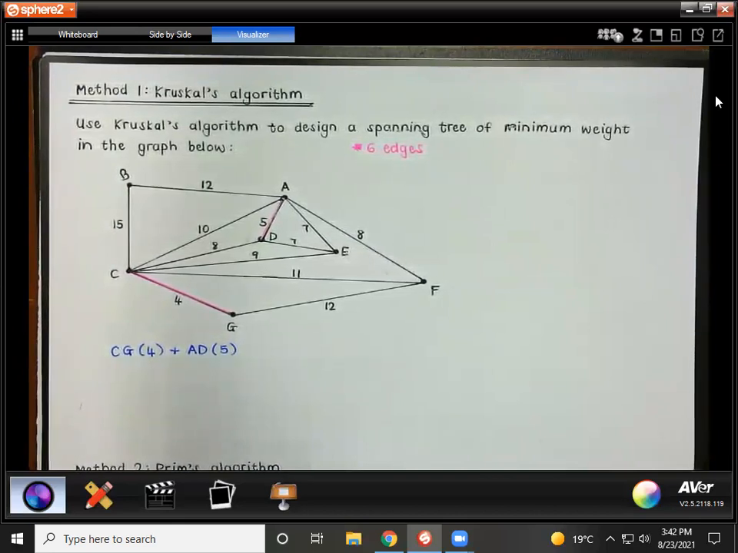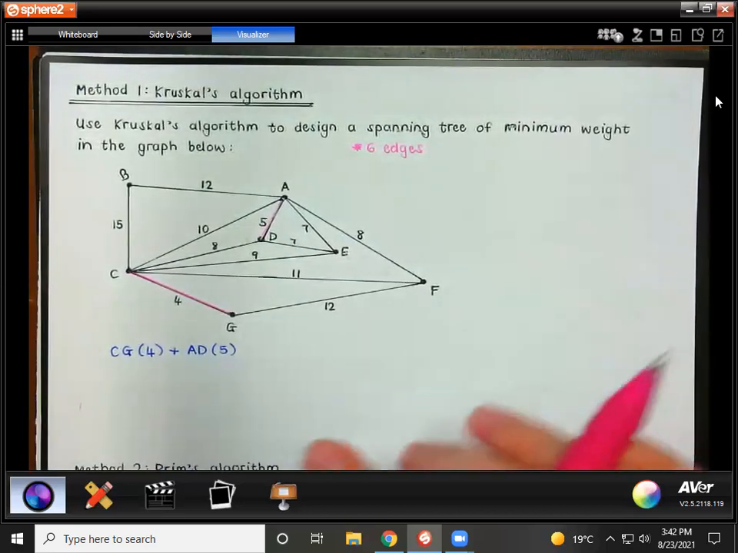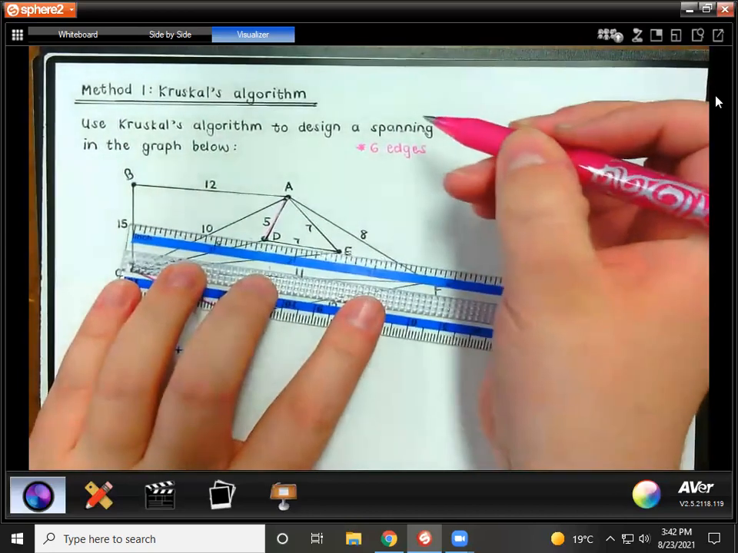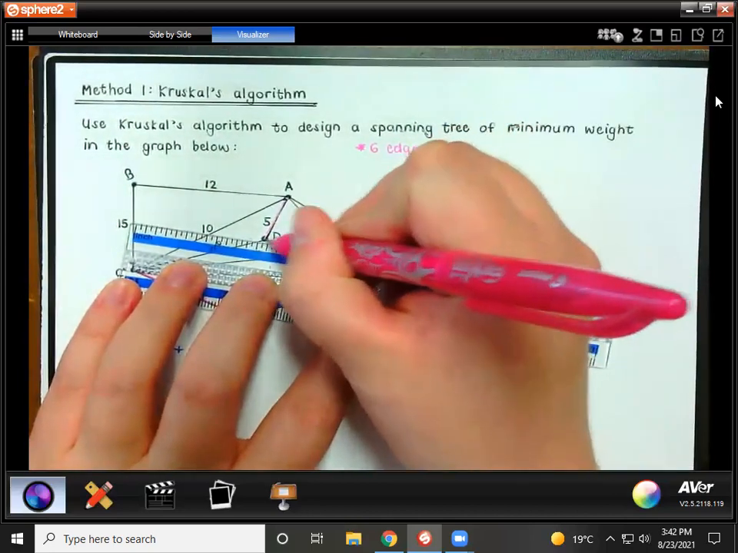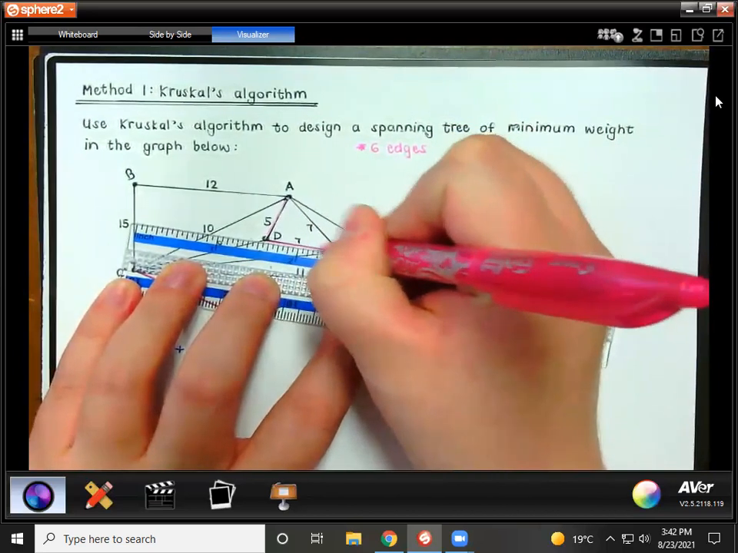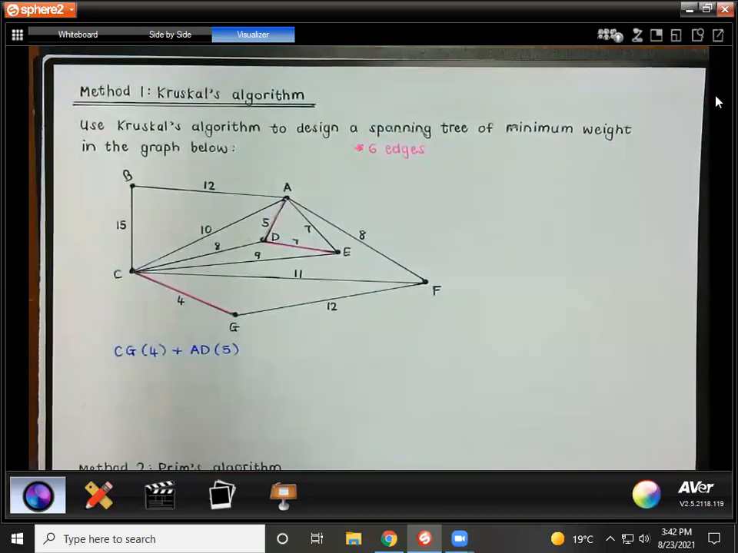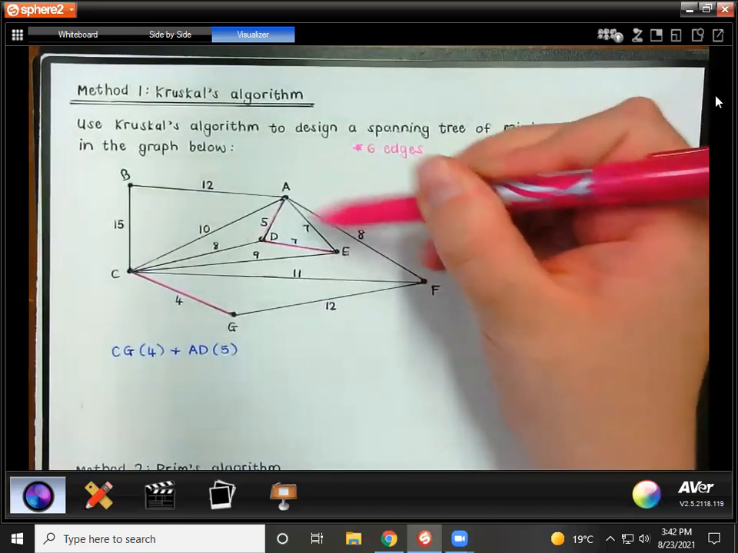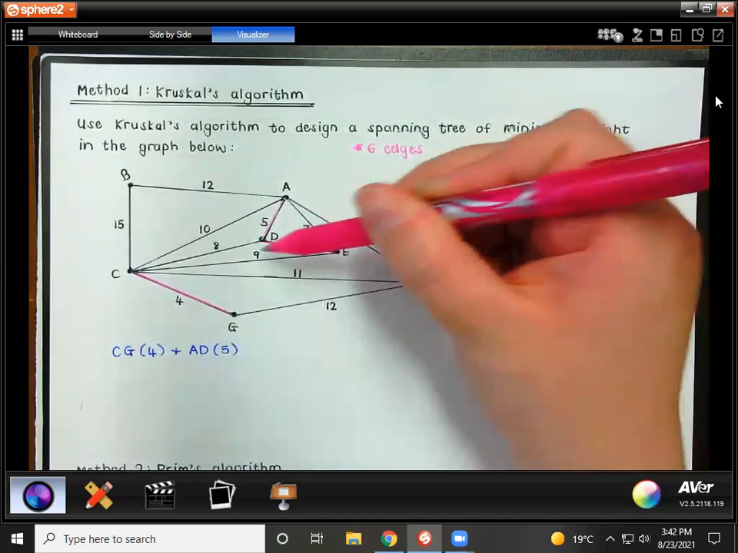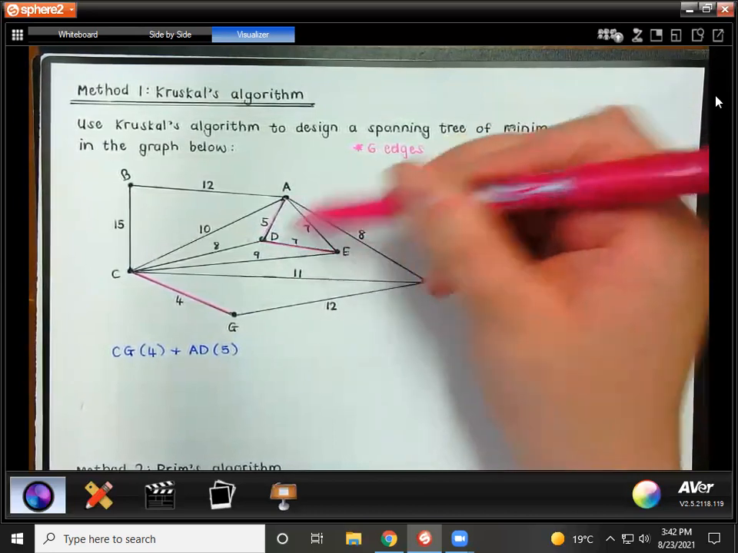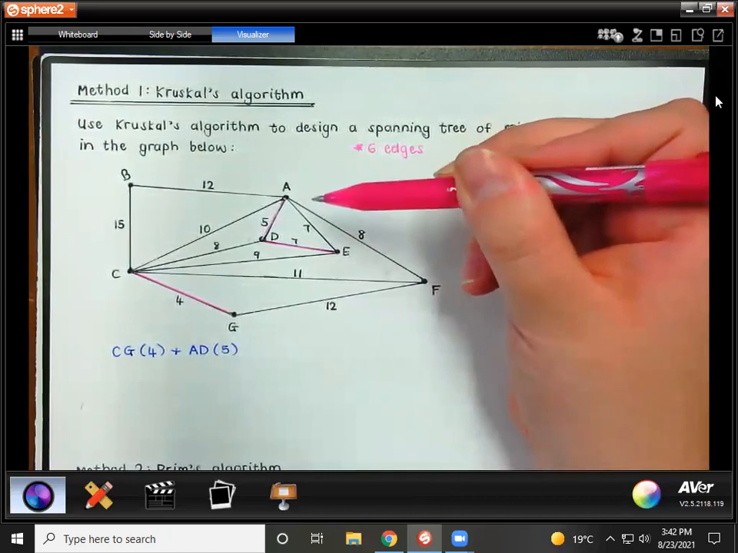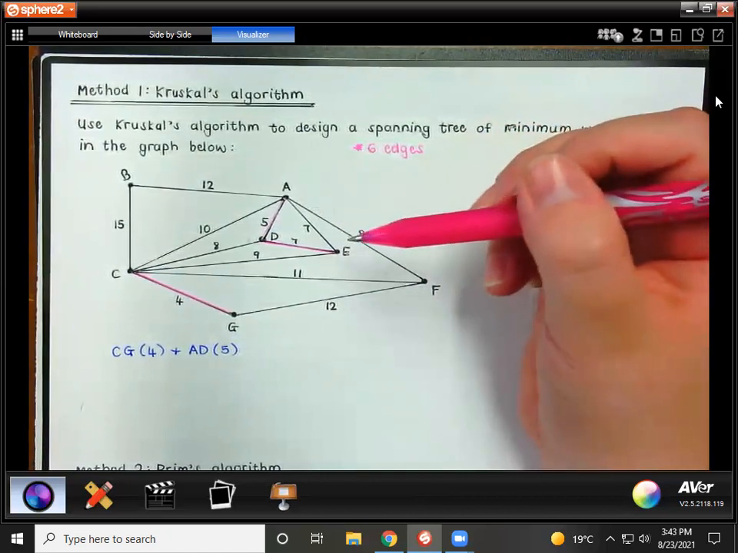All right. But now, if I choose, let's say, DE, which is 7, can I now choose AE as well? No, because if I choose AE, it's going to create a circuit. And the definition of a tree is that it is a connected graph with no circuits.